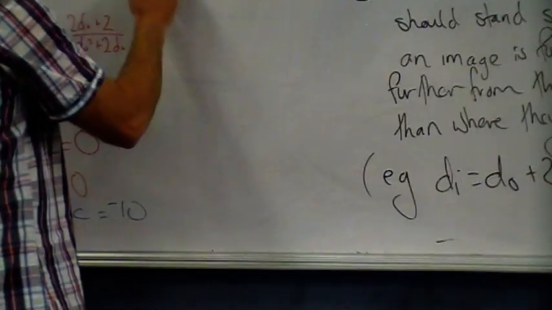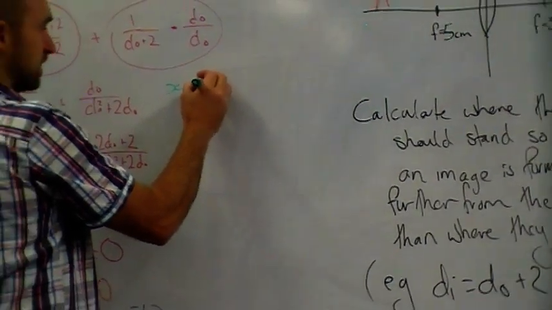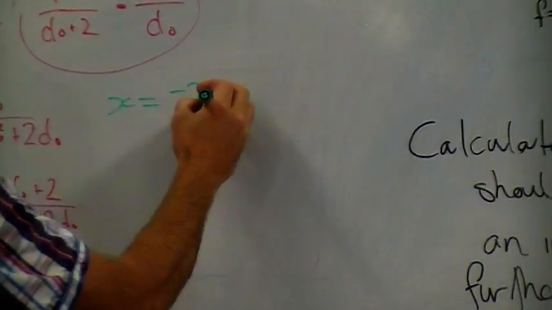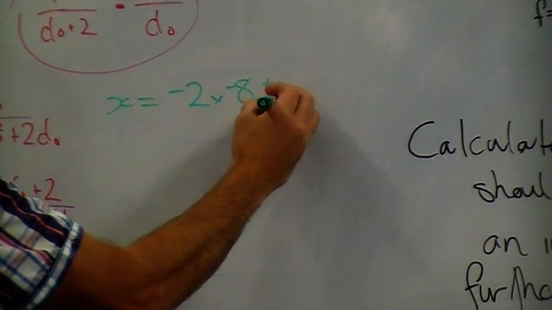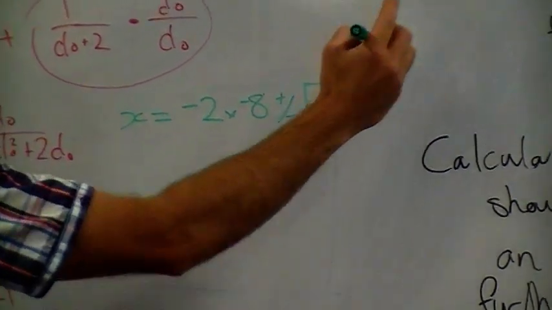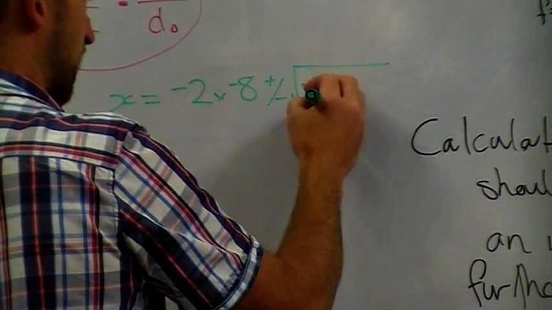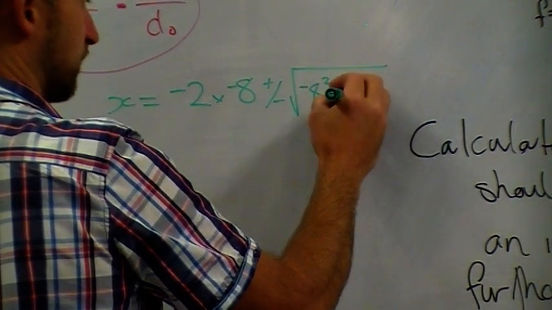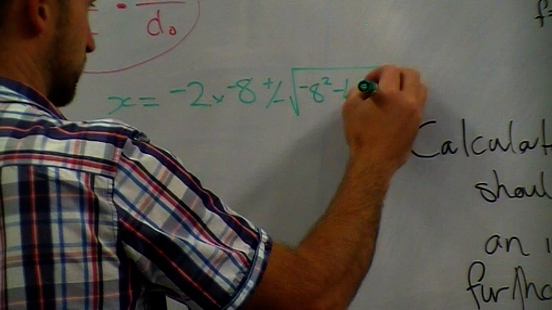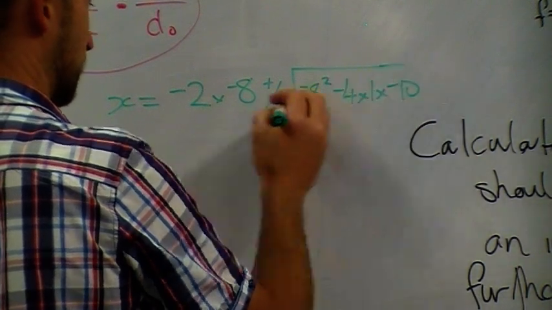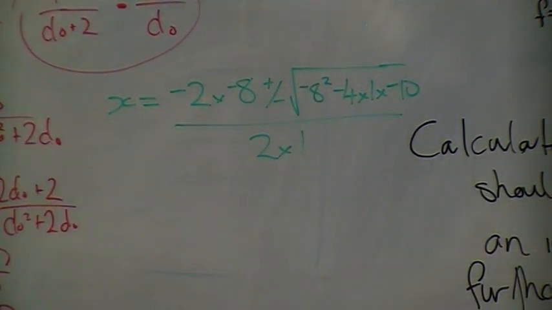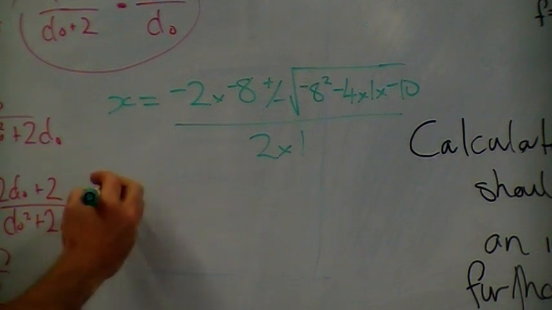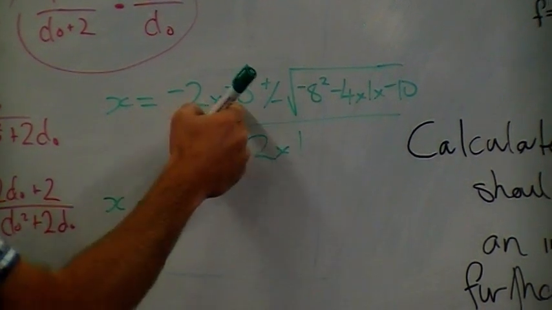So x equals negative 2 times negative 8 plus or minus square root of negative 8 squared minus 4 times 1 times negative 10 over 2 times 1. Let's just try and simplify that a little bit. X equals negative 2 times negative 8.